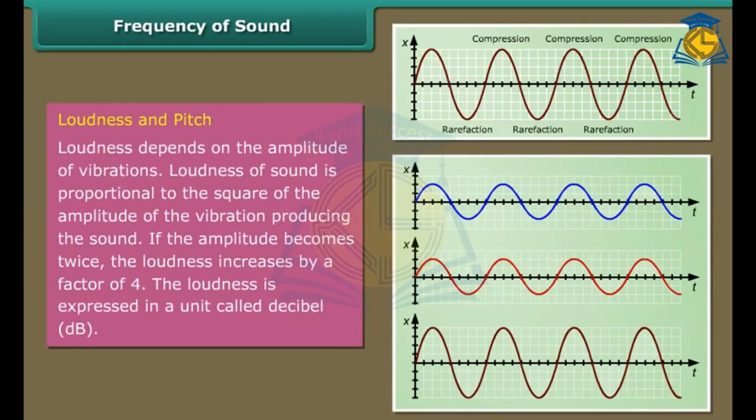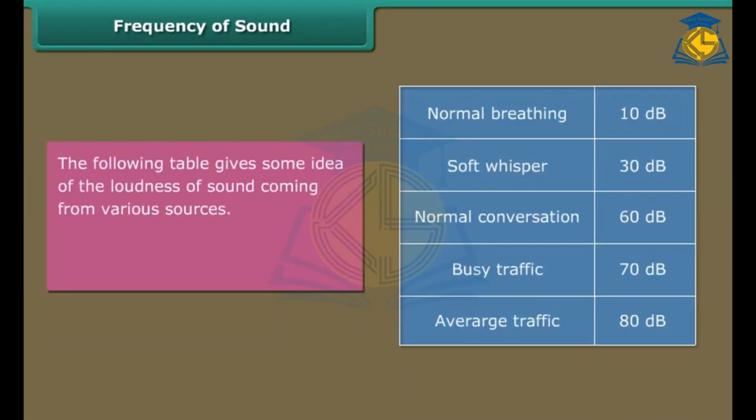Loudness and pitch. Loudness depends on the amplitude of vibrations. Loudness of sound is proportional to the square of the amplitude of the vibration producing the sound. If the amplitude becomes twice, the loudness increases by a factor of 4. The loudness is expressed in a unit called decibel, dB. The following table gives some idea of the loudness of sound coming from various sources. Above 80 dB, the noise becomes physically painful.